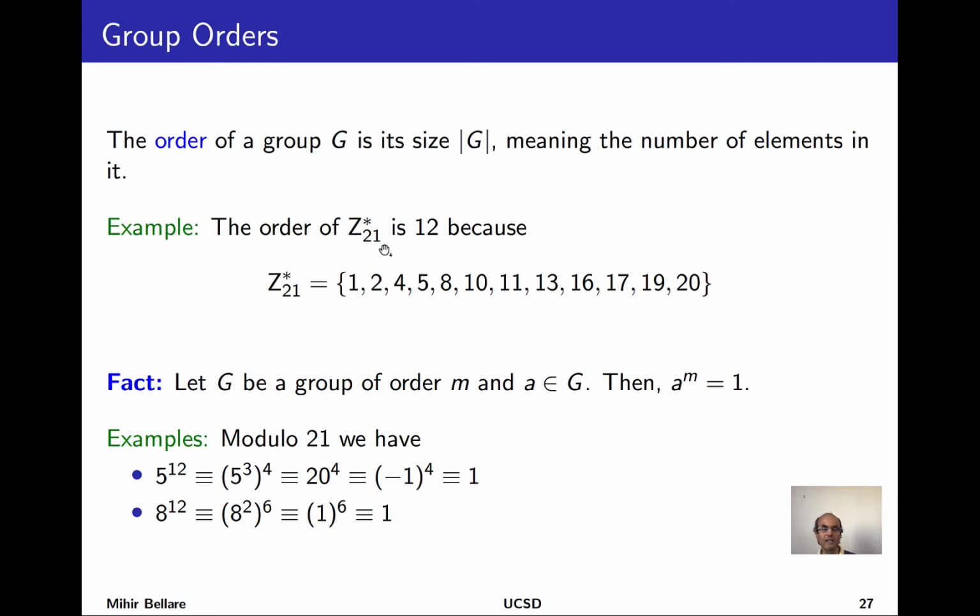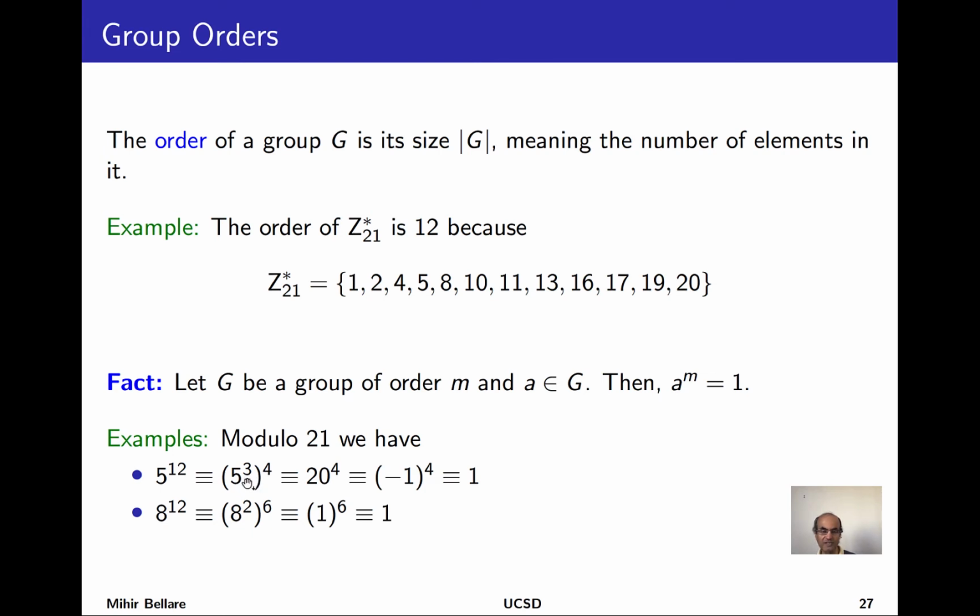But we could check it out. For example, in this group, the order is 12. The fact says if I take anything in here, for example 5, and raise it to the power 12, I should get 1. You can check it. It's also nice at this point to utilize some of our shortcutting techniques. Normally, raising 5 to the 12 mod 21 would be a call for a calculator, but we won't do it that way. We'll write 12 as 3 times 4. So now this is 5 cubed, to the fourth.